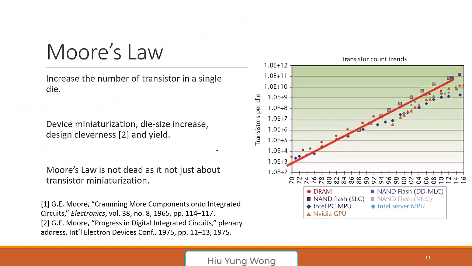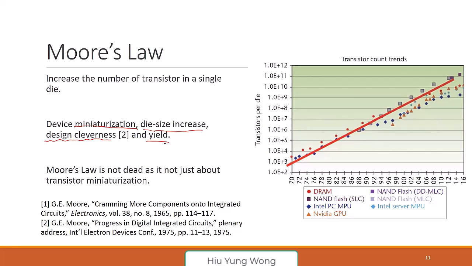Now, so we talk about Moore's law, right? For Moore's law, we already said that it increased the transistors in a single die. So how do they do that? Remember, besides miniaturization, making it smaller, they also try to increase the die size. If the die is larger, then I can put more transistors. Also, design cleverness, right? Do some new circuits so that you have more function for the same number of transistors, and increase the yield of your production. Do something so that more dies are working.